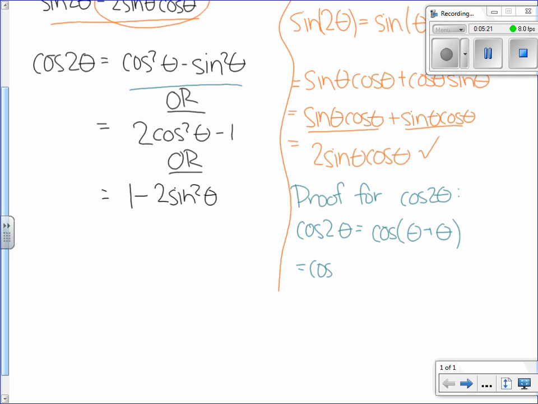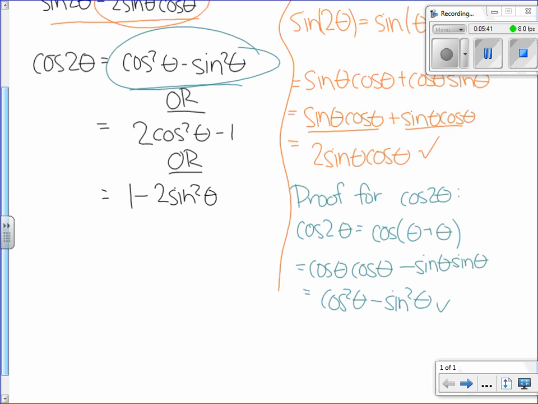And so this is going to be cosine, cosine, sine, sine. Remember that the sign in the middle changes? And cosine times cosine, that's just cosine squared. And sine times sine, that's just sine squared. And boom, baby, that's what I wanted. Okay? 3-line proof, even easier.